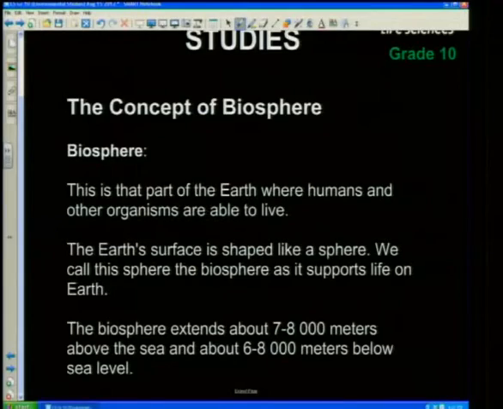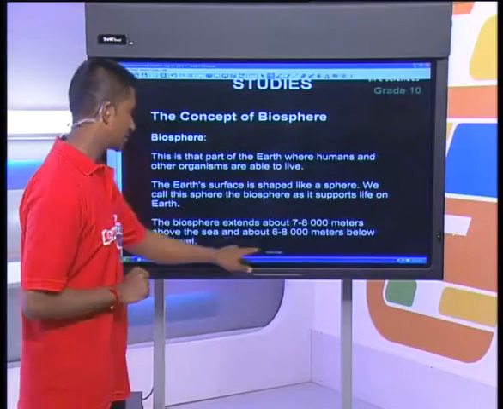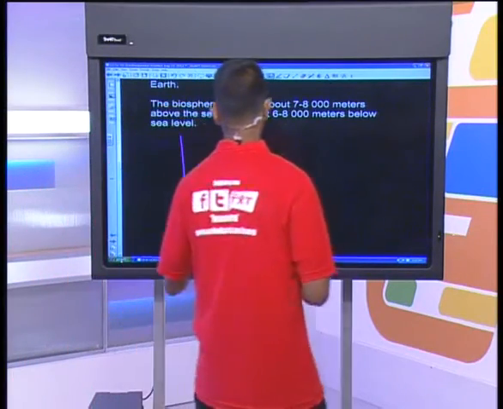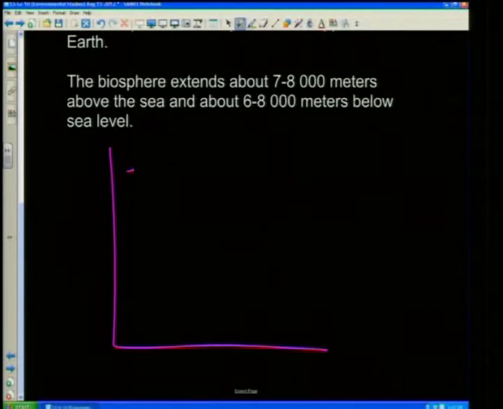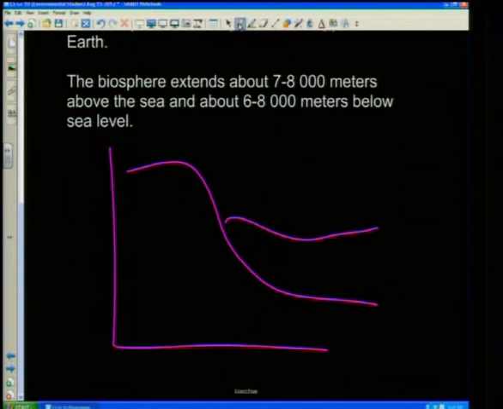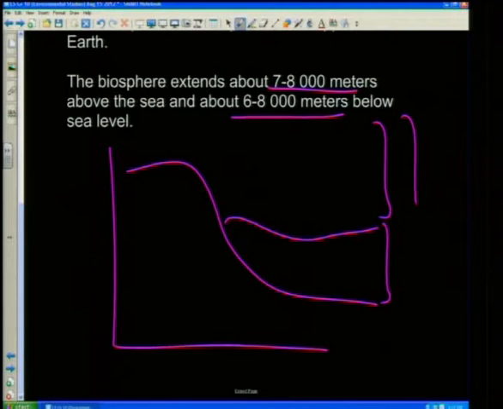The biosphere extends between 7,000 to 8,000 meters above the sea level and about 6,000 to 8,000 meters below sea level. If I were to draw a diagram to represent this, this is what we're going to see. Here we've got land and we've got the ocean. These are your water bodies. So we say that the biosphere extends between 6,000 to 8,000 meters below the sea level and between 7,000 to 8,000 meters above. And these collectively form the biosphere.